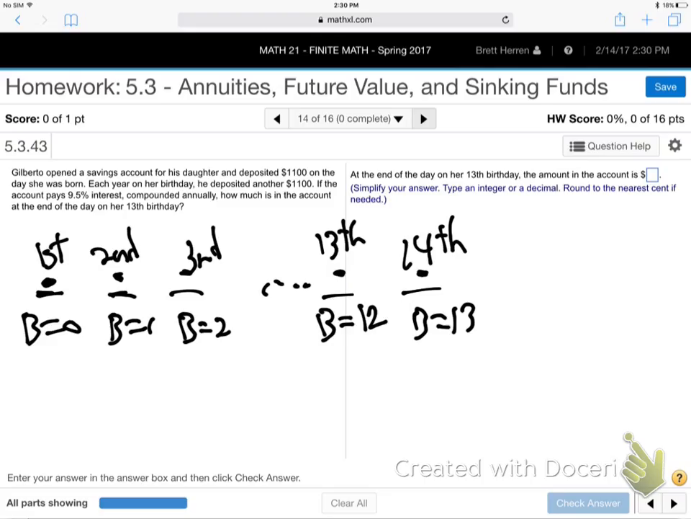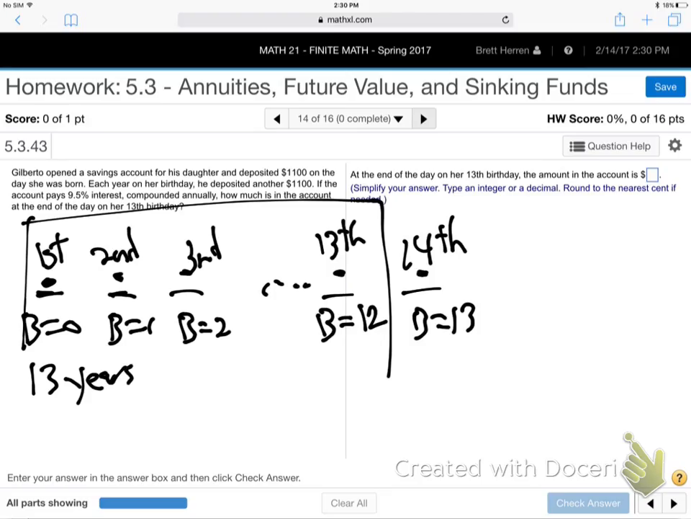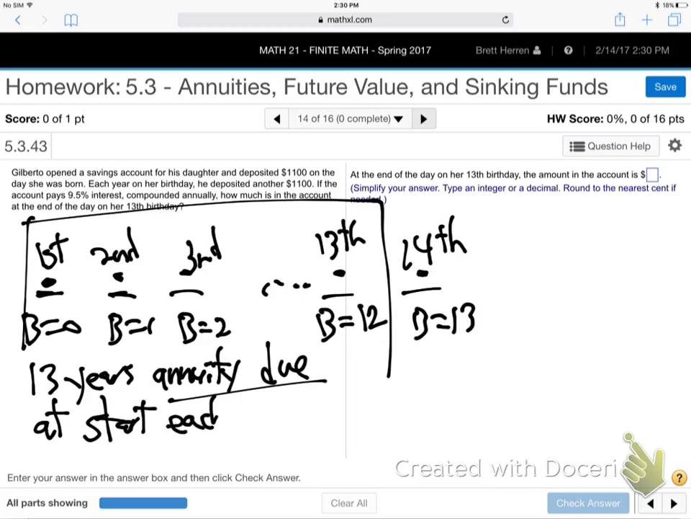That's at the end. So you got to count that last payment, but it's not part of the annuity because it's not drawing any interest. You tracking with me? So basically, we do an annuity for these plus his last payment of $1,100. So it's 13 years of annuity, right? Because those are 13 payments, right? Annuity due, at the start of each period, right? Isn't he putting that money in at the start of each period?